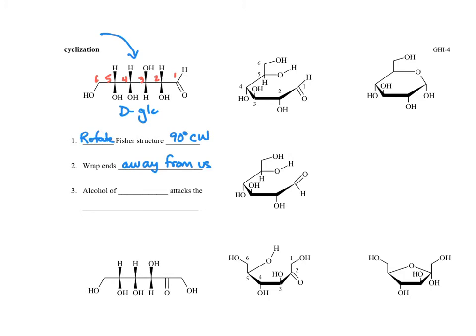Lastly, and this is the critical part to the cyclization process, it's a chemical step. We're going to take the alcohol on carbon number 5 of glucose. Let's make a note of that in the third step here. The alcohol of the highest numbered chiral carbon, that in this case is number 5, attacks the carbonyl carbon. Let's go ahead and get that written down.